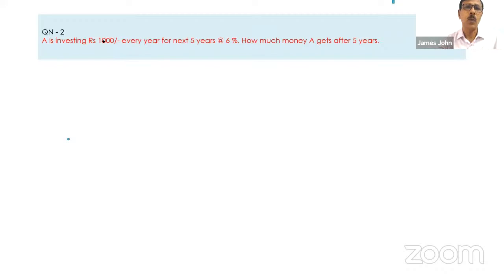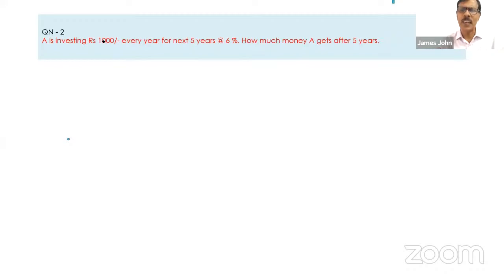A is investing 1,000 rupees every year for next 5 years at 6%. How much money does A get after 5 years? Is it a question? First, you should decide what is the formula to be applied. Once again, you read: A is investing 1,000 rupees every year for next 5 years. Annuity. Yes, so ordinary annuity.